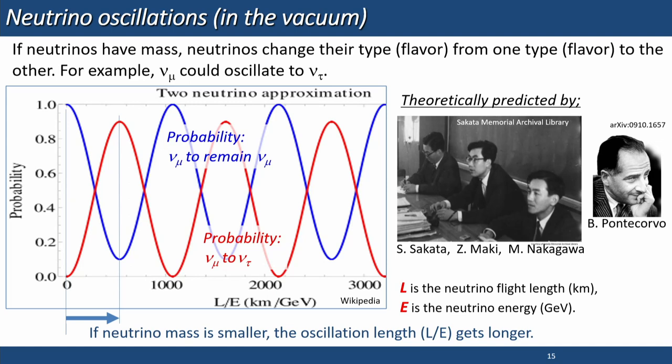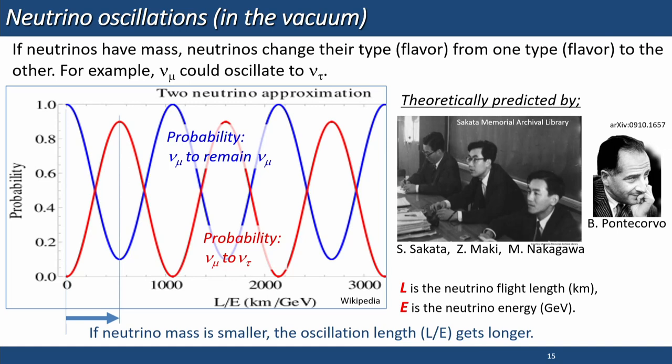And here, I plotted the muon neutrino survival probability as a function of flight length over energy. At the starting point, survival probability of muon neutrinos is unity, but at some point, it goes down. But if they propagate further, this probability comes back to unity, goes down, unity, and so on. And when these muon neutrinos disappear, tau neutrinos are appearing. So this is neutrino oscillations. And if this is happening, one can naturally explain the Kamiokande data.